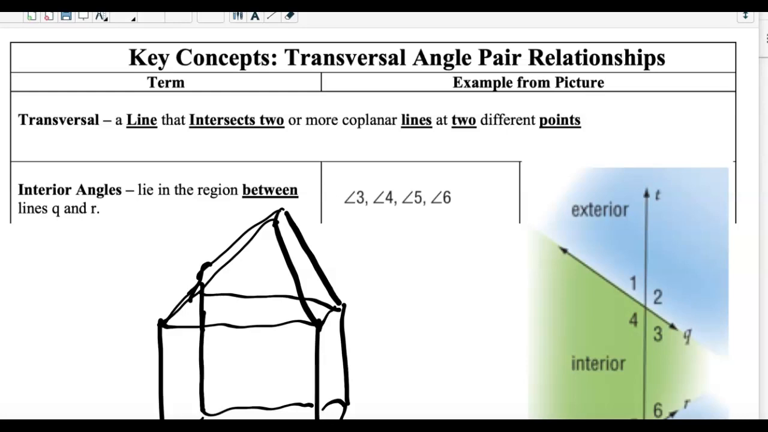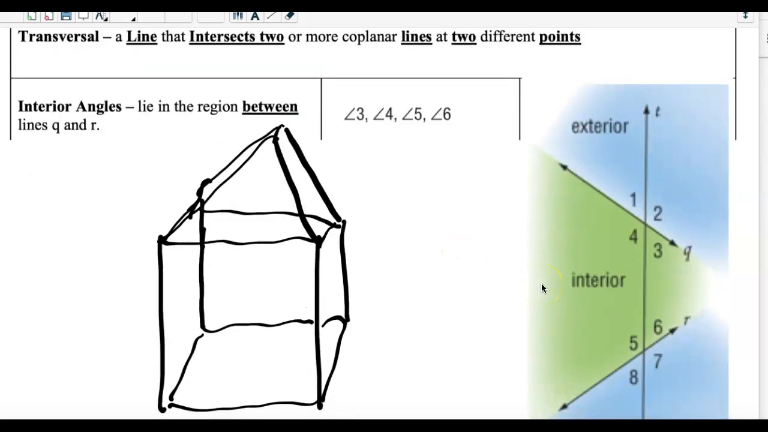So this picture over to the right here where it has exterior, interior, the colors are just denoting what is considered interior and exterior. And in real life, you might think of this as a house. I have my very poorly drawn house there, but everything that would be on the inside of the house would be considered interior. And everything that would be outside of the house is considered exterior. So it's the same as thinking about the lines.